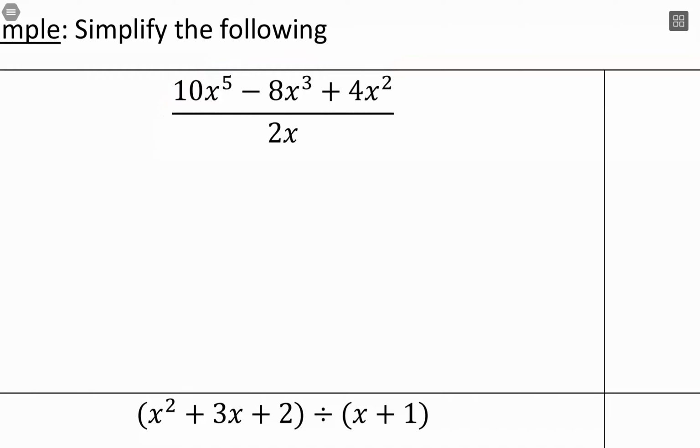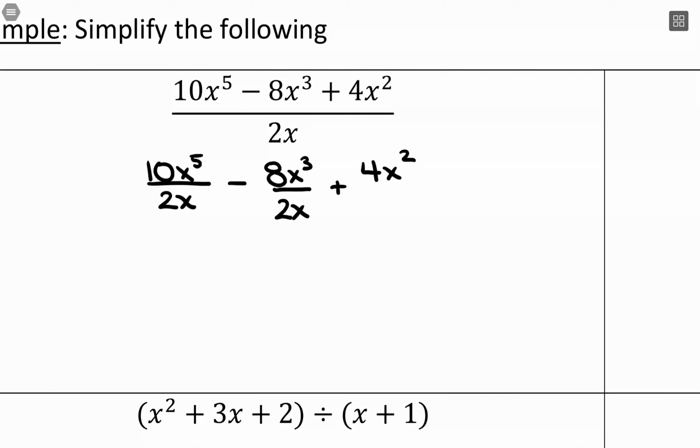What I mean by separating it is that each term gets this denominator of 2x, so that's dividing absolutely everything. So what I could do is rewrite this as 10x to the 5th over 2x, minus 8x cubed over 2x, plus 4x squared over 2x. Then with that, you can really see how 2x will divide into each little piece.